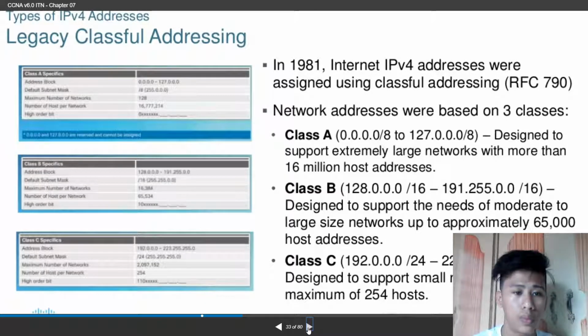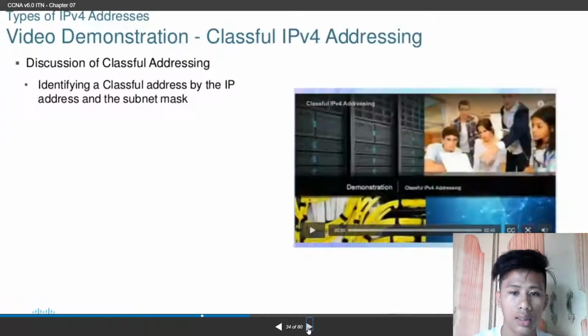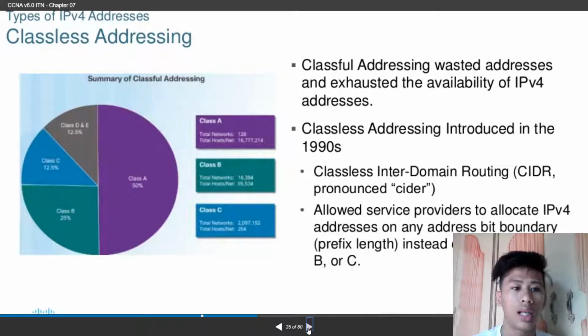Legacy classful addressing has class A, class B, and class C. Classful addressing wasted addresses and exhausted the availability of IPv4 addresses.